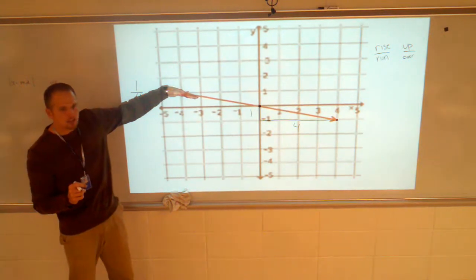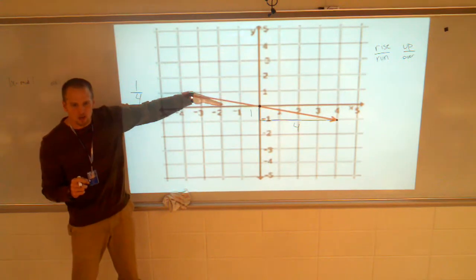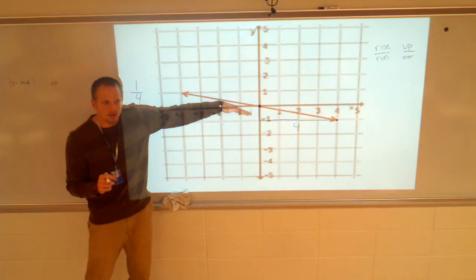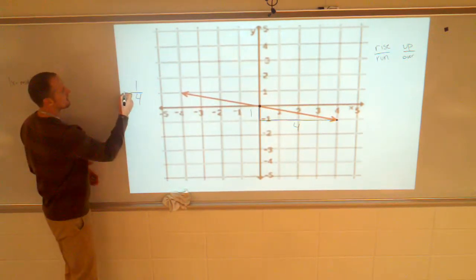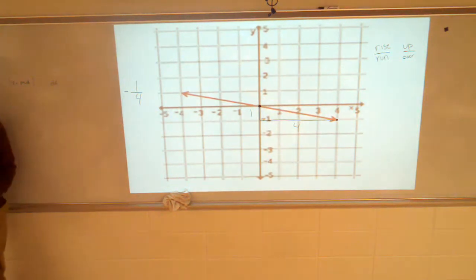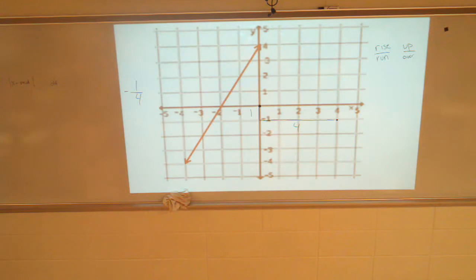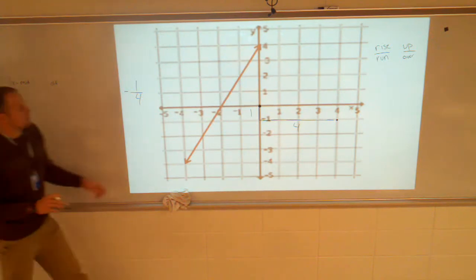Is this a positive or a negative slope? Is this line going up or going down? It's going down. It's a negative. So my slope is going to be -1/4. All right.